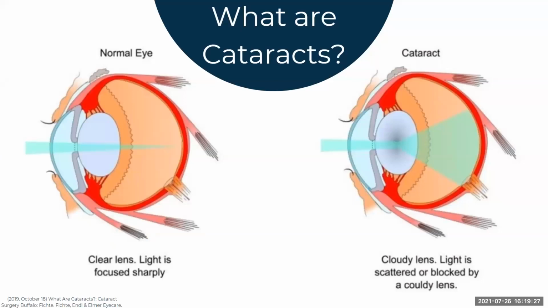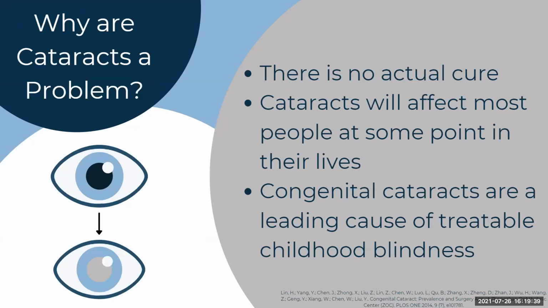Cataracts are a medical condition in which your eye lens becomes cloudy, causing light to be scattered or blocked as it enters your eye, which can impair your vision and cause problems. Why are cataracts a problem? There's no actual cure. The only option if you get cataracts is to have a surgery in which your eye lens is removed and an artificial eye lens is put in place.